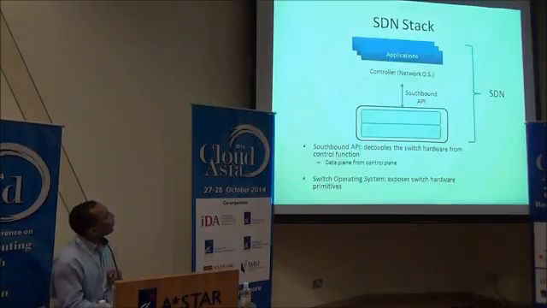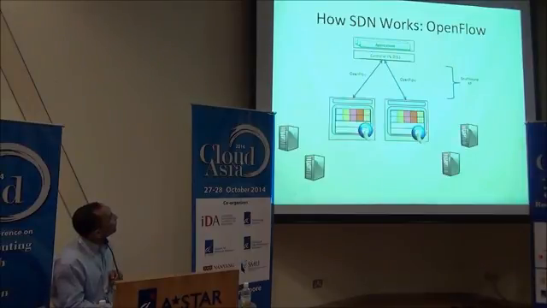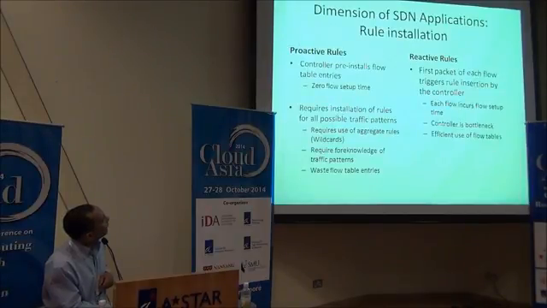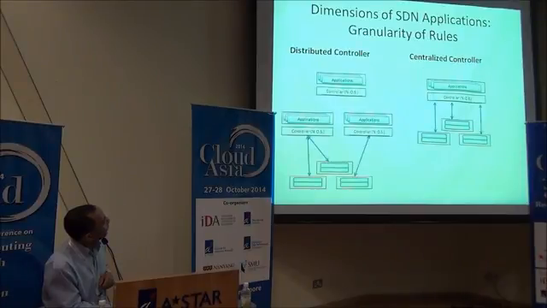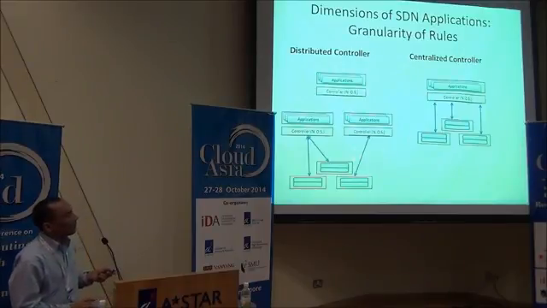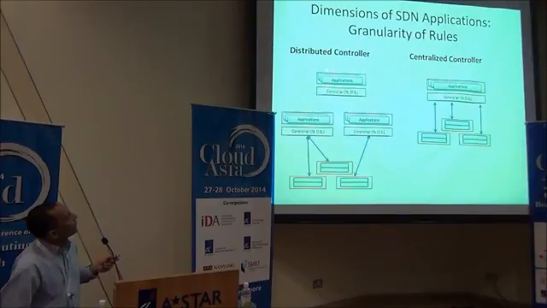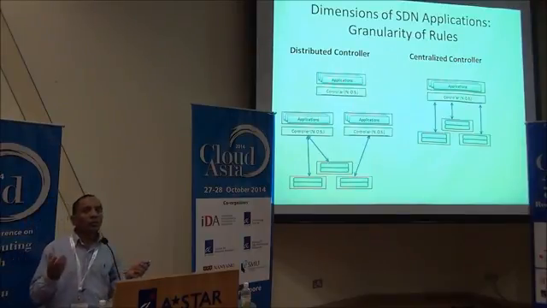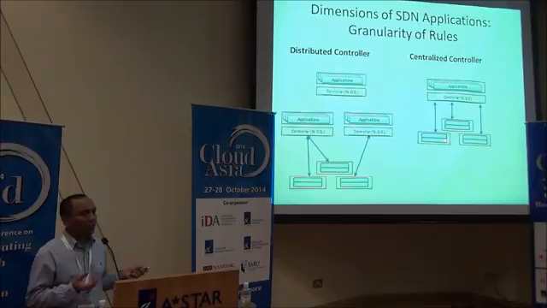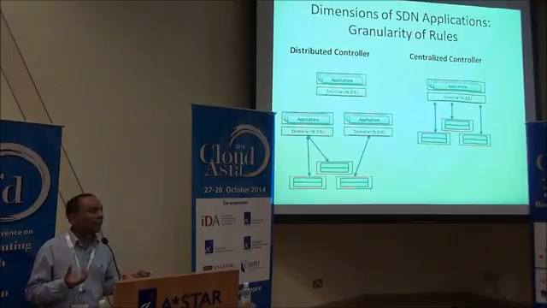So this is how it works now. Now a big problem here is that you have a separation, and your controller has become a question: how many controllers do you want? Do you have one? Do you have many? How many nodes do you want to manage? Given a number of switches, how many controllers do you want to carry?